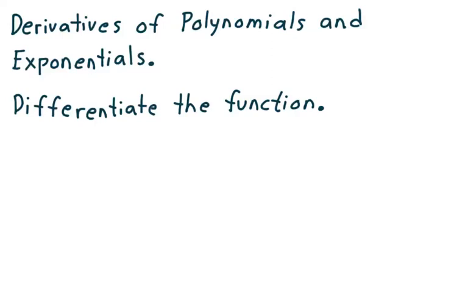In this video, we are going to look at the derivatives of polynomials and exponentials. The directions say to differentiate the function. So let's start with number 1. Suppose g of x is equal to 4x plus 7. Now, we're going to differentiate term by term.